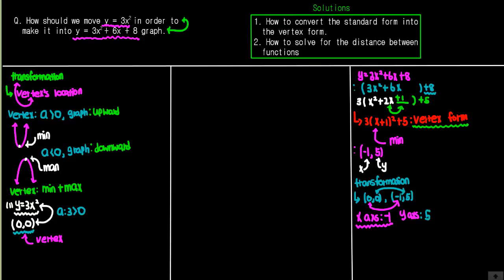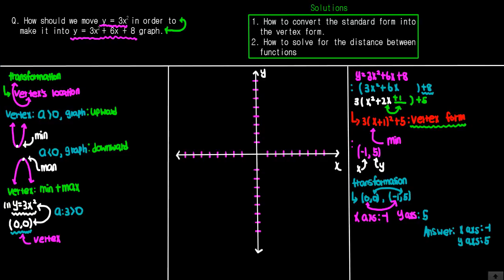So we can see that in order to get our y equals 3x squared plus 6x plus 8 form from the y equals 3x squared graph, you move the 3x squared graph along the x-axis by -1 and along the y-axis by 5. So our answer to this question is toward the x-axis direction by -1 and toward the y-axis direction by 5. This will prove our two graphs on the coordinate plane.